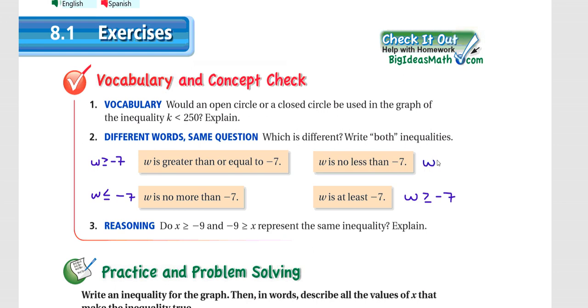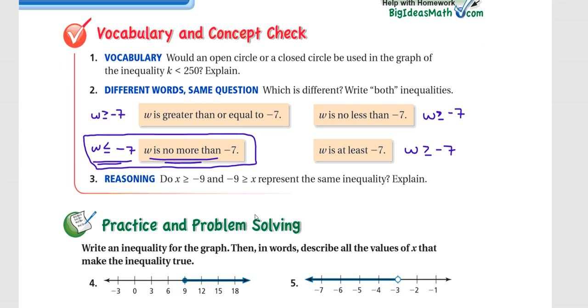Well, this one right here, it's got a less than or equal to negative 7. I don't like the way that they worded this. Ultimately, they're saying write both inequalities. You could write it this way, or you could write it as a sentence, but this one is the one that's different. So I would just write down W is no more than negative 7. All right, number 3, I want you to think about that and try to explain your answer.